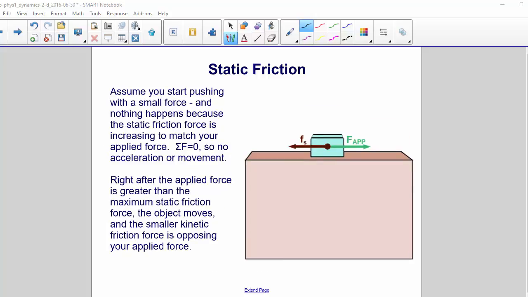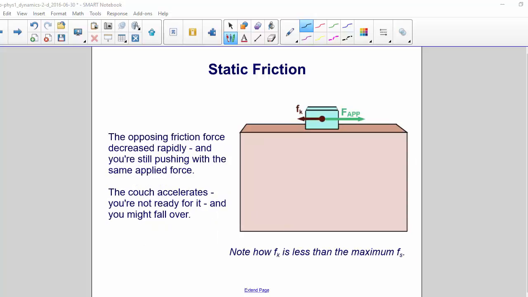So assume you start pushing this object with a small force and nothing happens. So you increase your force and increase your force until that applied force becomes greater than the maximum static friction force. Then the object moves, and the smaller kinetic friction force is opposing your applied force. So the opposing friction force decreases rapidly, and you're still pushing with the same applied force. So that couch you're pushing accelerates, you're not ready for it, and you might fall over.